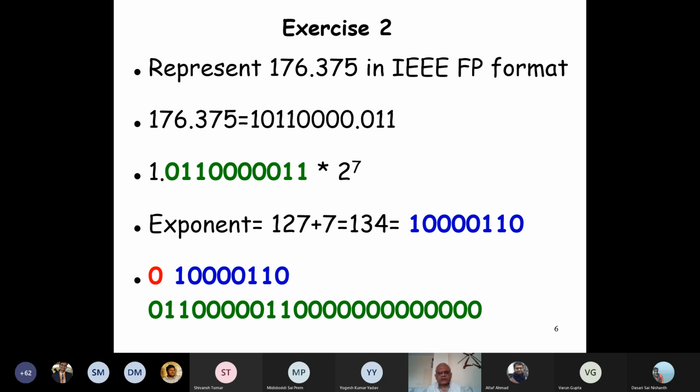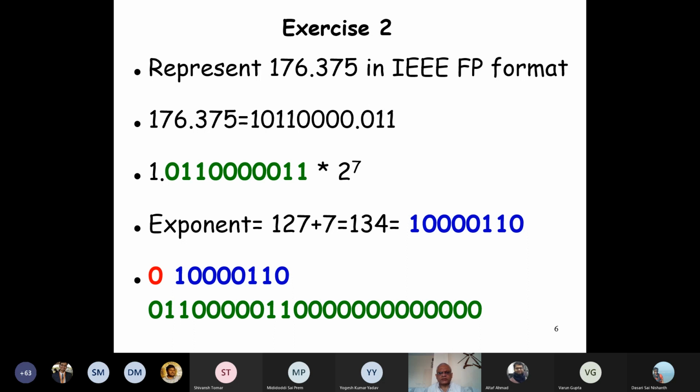And then we need to shift the binary point 1, 2, 3, 4, 5, 6, 7 places. So it becomes 1.011, and then these 5 zeros, 11, times 2 to the power 7, and in the biased exponent it becomes 134, and we represent 128 plus 6, okay, and then we just write it down, and that's the representation.